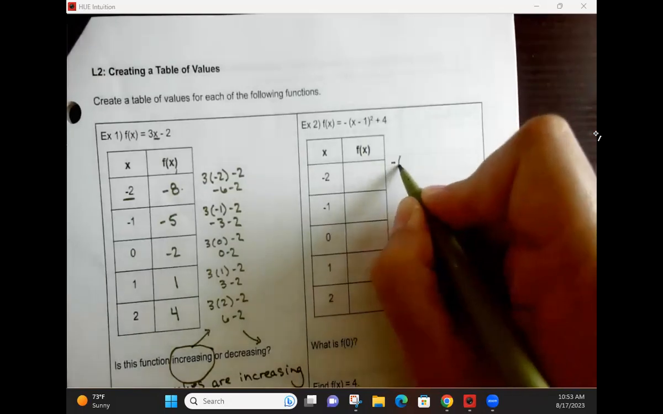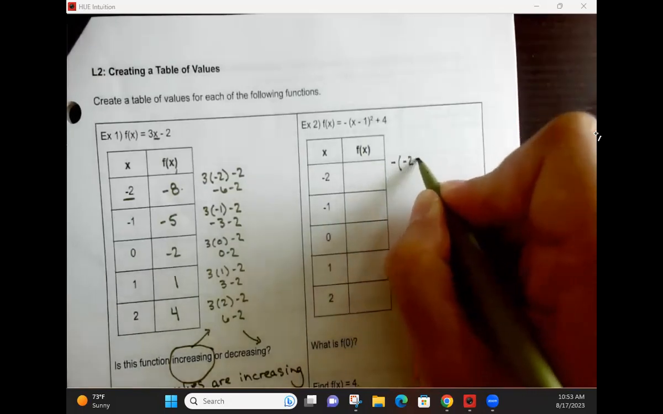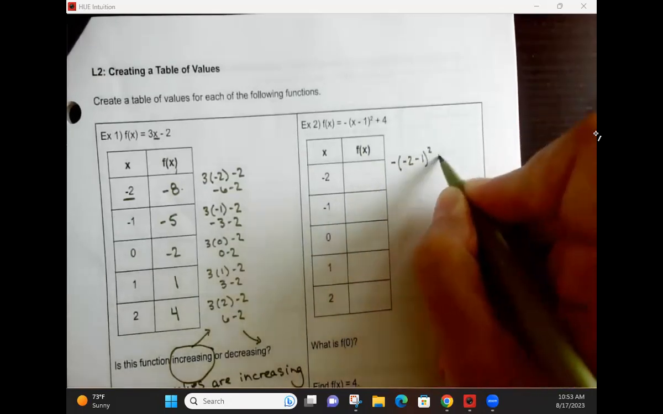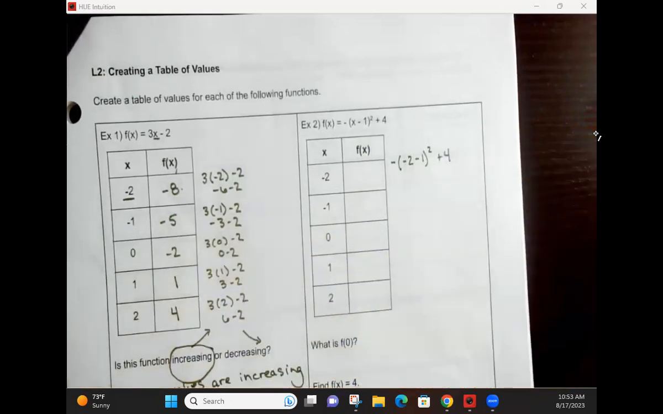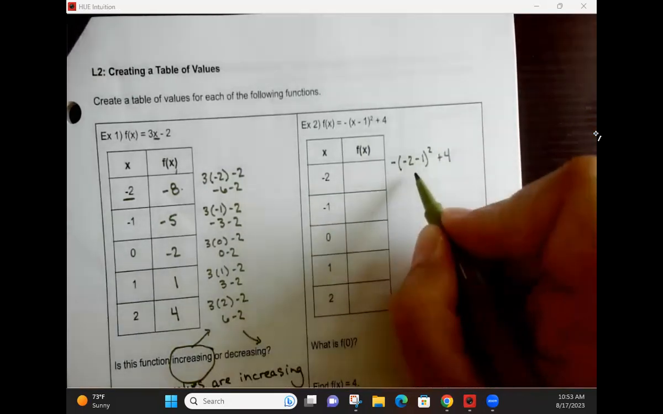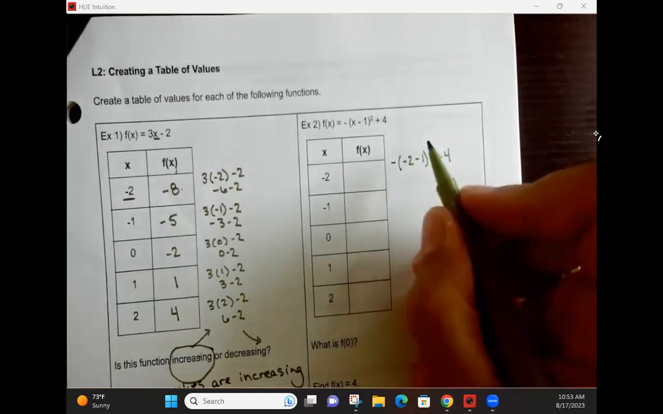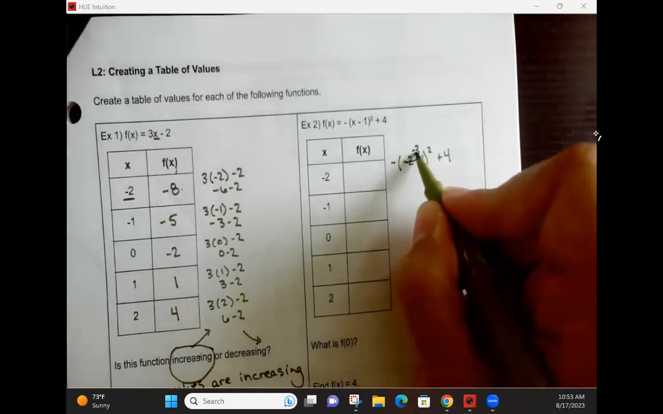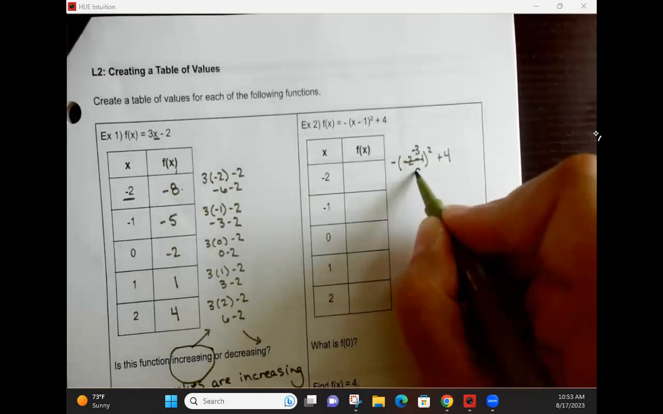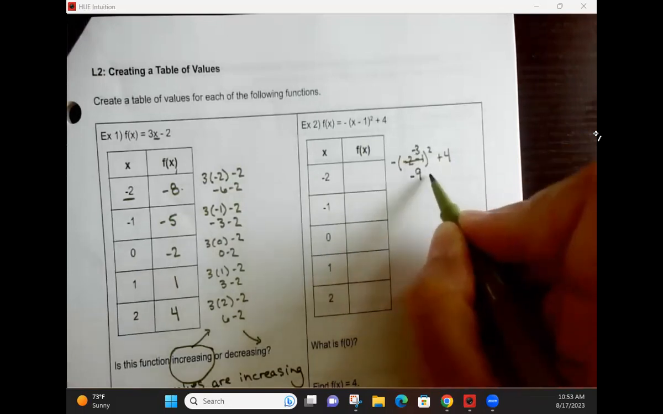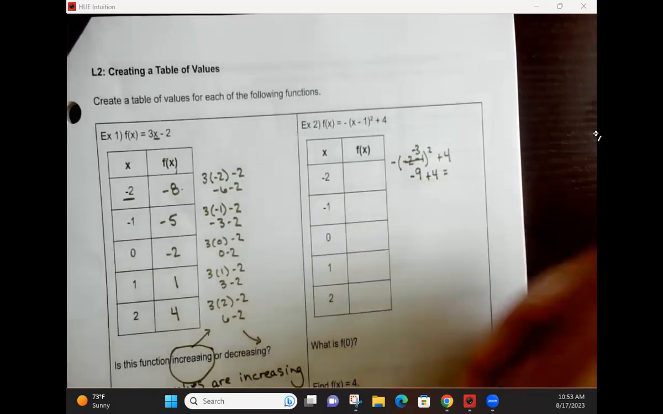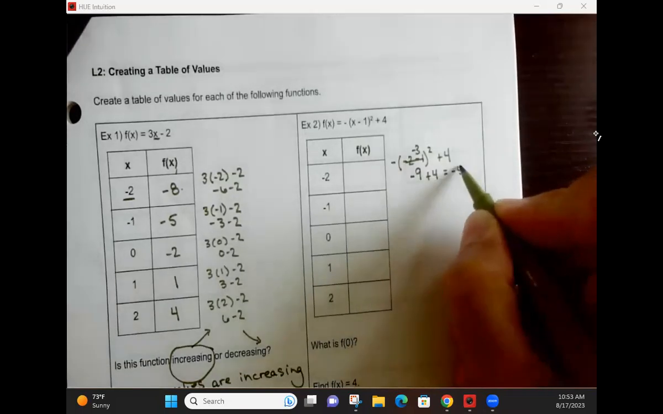So this would be negative, in parentheses, -2 minus 1 squared plus 4. Follow order of operations when you're simplifying. Be careful here. This would be -3. -3 squared is 9. So we have -9 plus 4. That gives us -5.